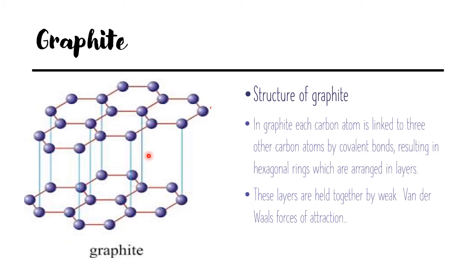So first point, because of this weak van der Waals force of attraction between the two layers, graphite is soft and slippery. At the same time, because of free electron, graphite is a good conductor of electricity. Now third point, because of this strong covalent bond between the carbon atoms in a ring, graphite has high melting and boiling point.